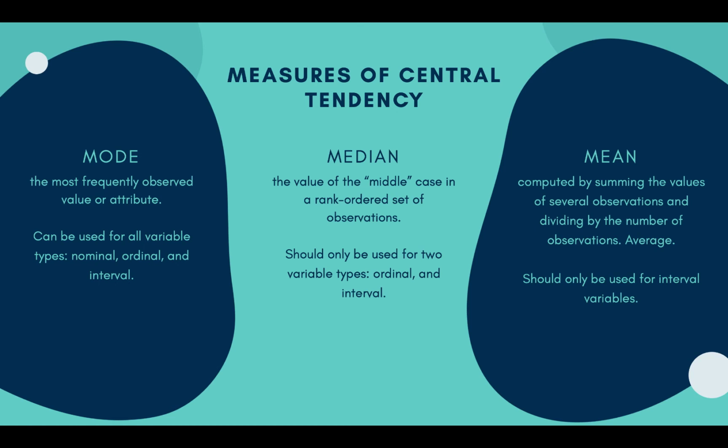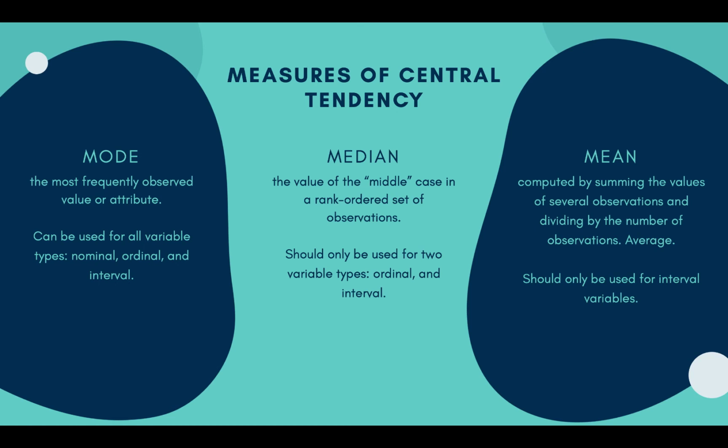The median is the middlemost case, right? It's the 50th percentile, the point at which 50% fall above that case and 50% fall below that case. The middlemost point. The median is a little bit more sophisticated than the mode, and because of that, it requires a more sophisticated level of measurement. So while the mode can be used for all 3 variable types, the median can only be calculated for ordinal variables and interval ratio variables, right?